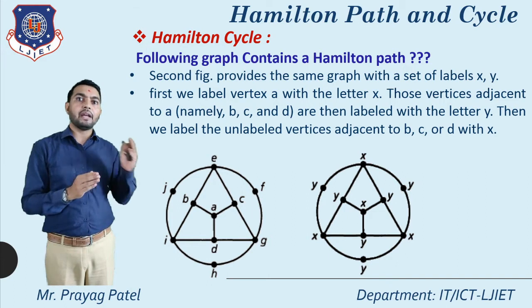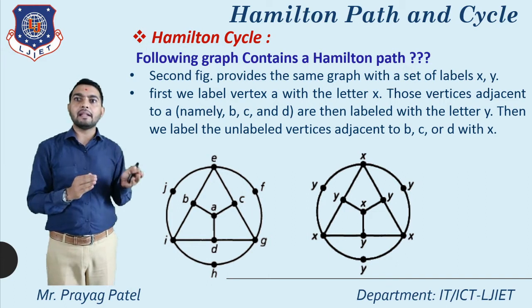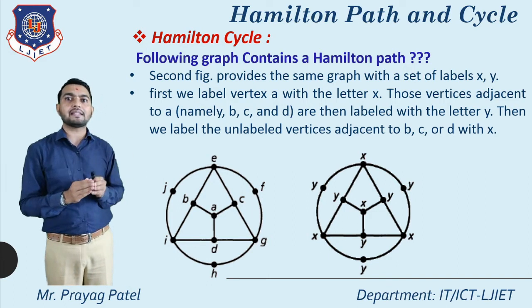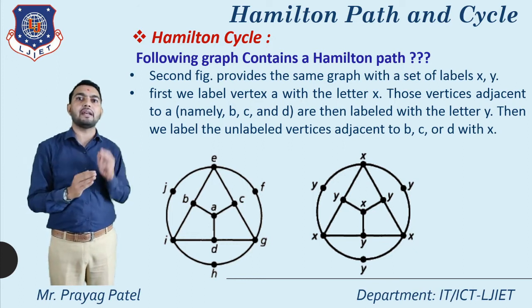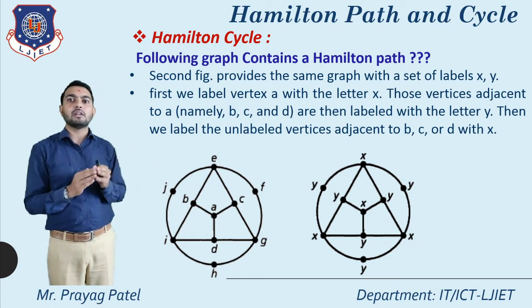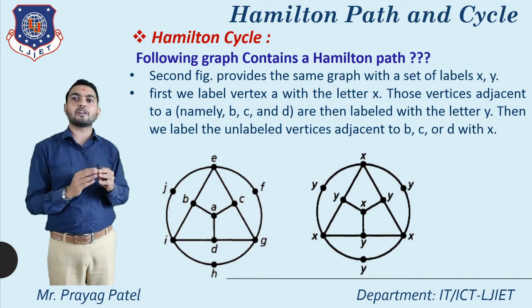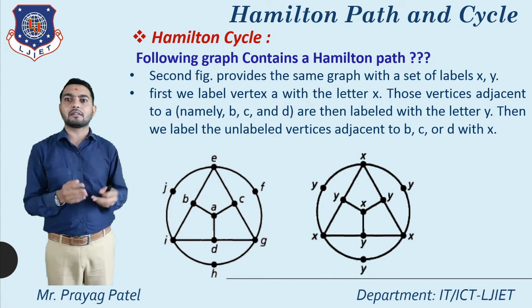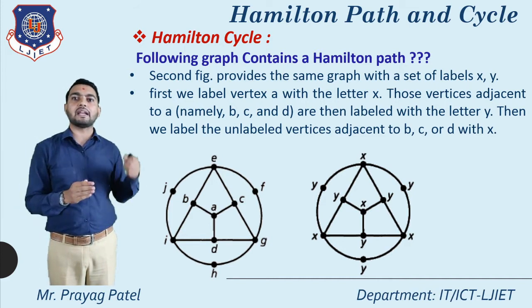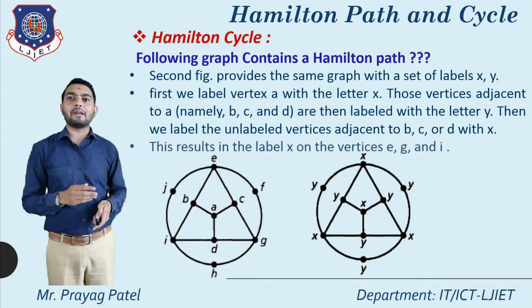Now in the same way we repeat this. Then we label the unlabeled vertices adjacent to B, C and D as x, because we already gave the name y in place of B. So the adjacent vertices of B are given the name x. Alternately we give the label x and y to each and every node. So our resultant graph is like this.